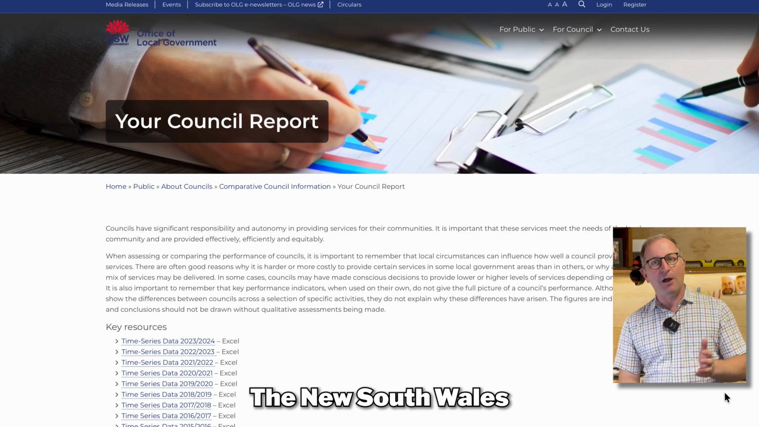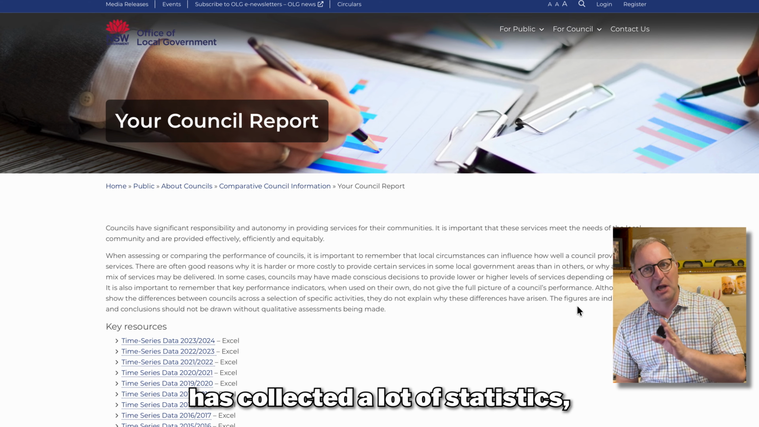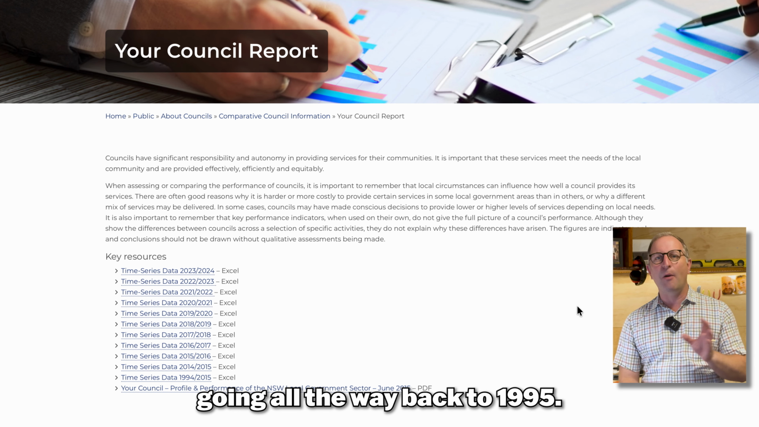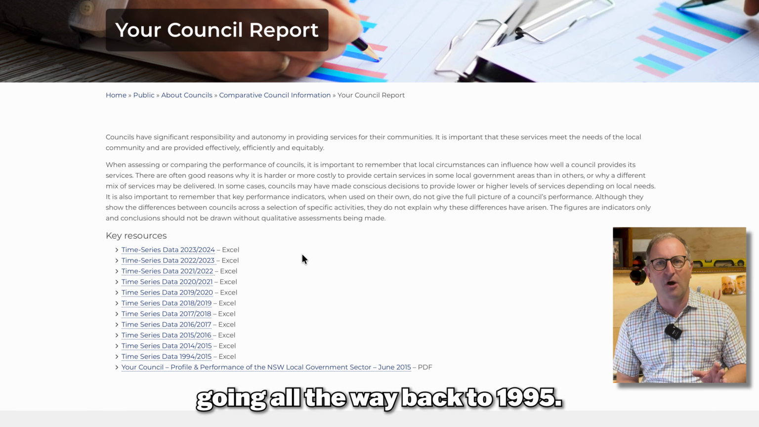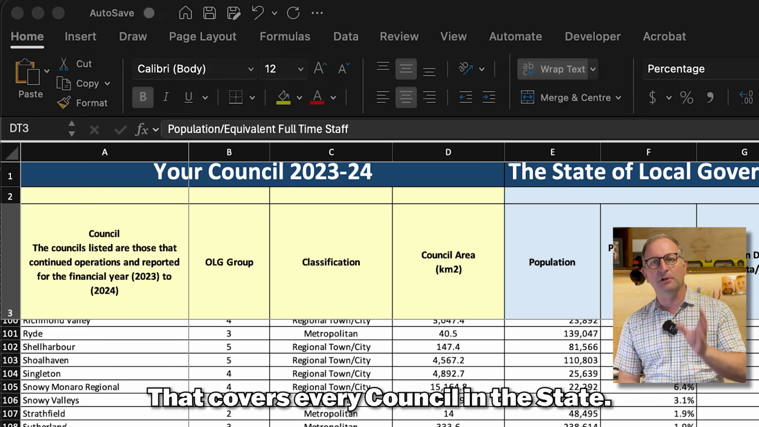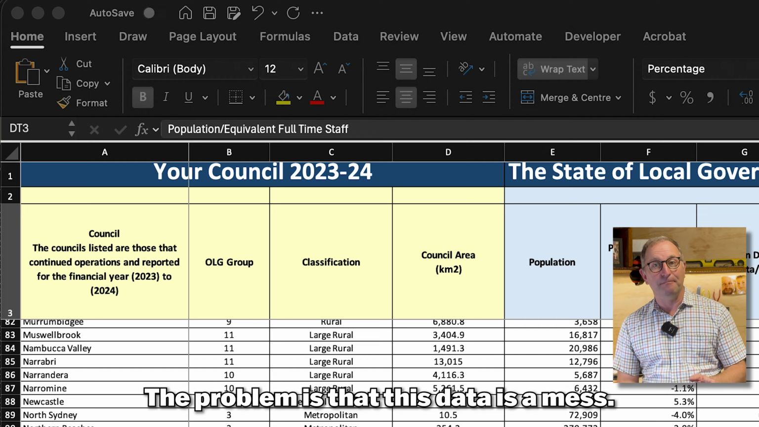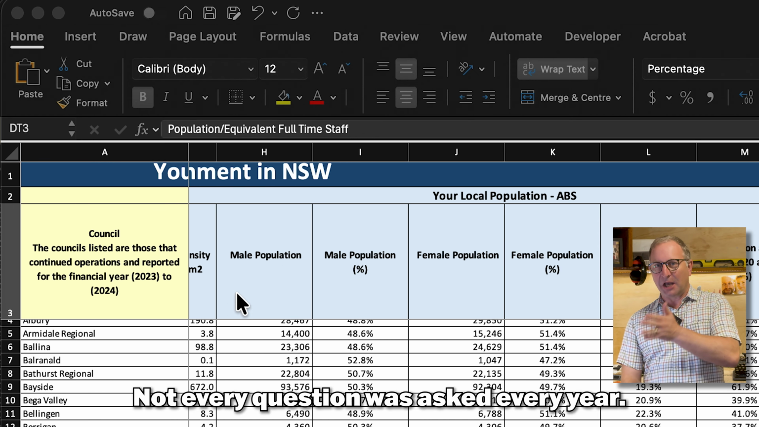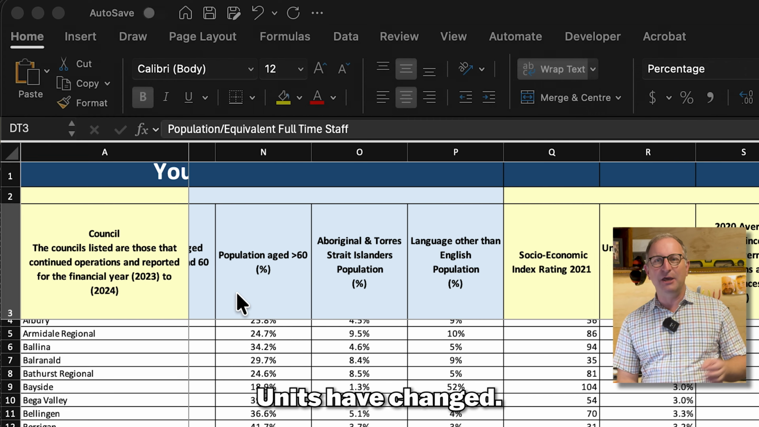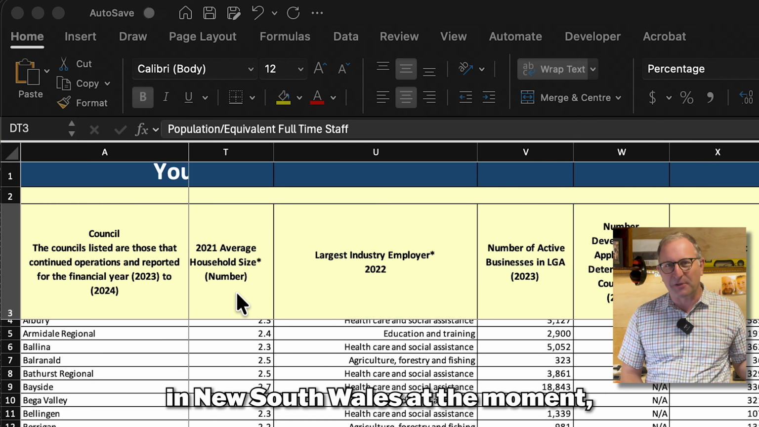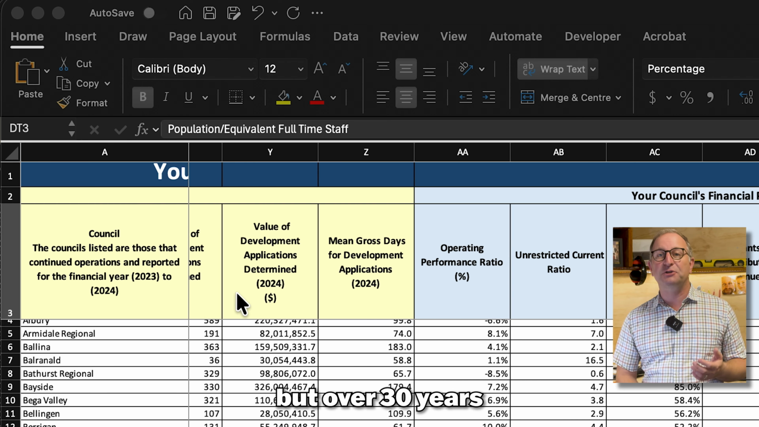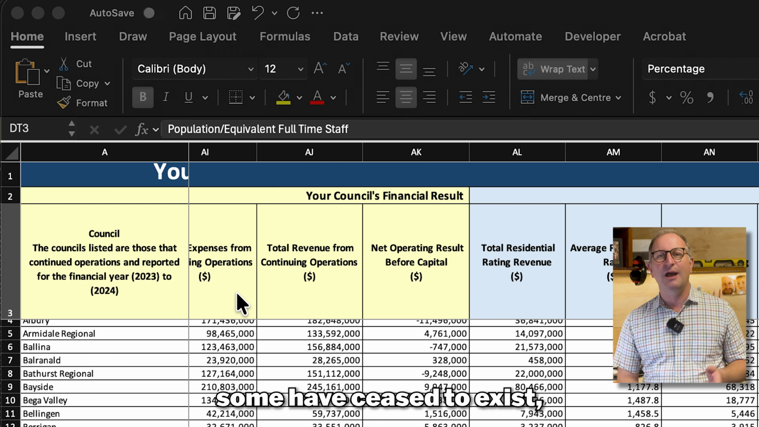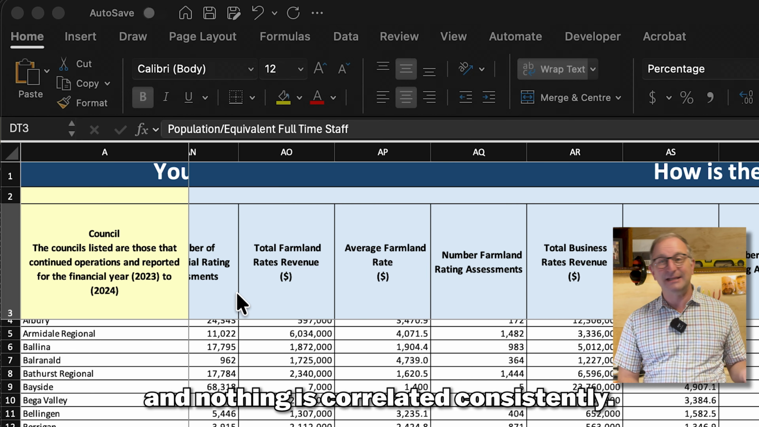The New South Wales Office of Local Government has collected a lot of statistics, and there are separate spreadsheets going all the way back to 1995 that cover every council in the state. The problem is that this data is a mess. Not every question was asked every year. Units have changed. There are 128 councils in New South Wales at the moment, but over 30 years, some have changed their names, some have amalgamated, some have ceased to exist, and nothing is correlated consistently.